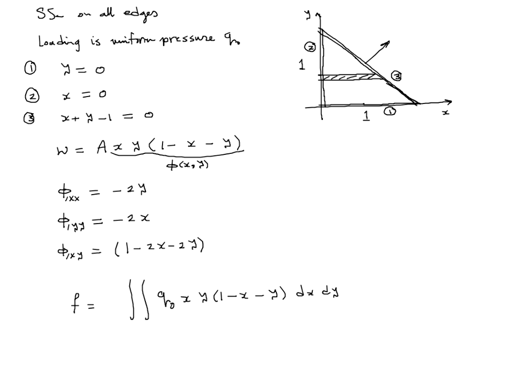in y direction. So you will see here the integration with respect to x is going to always start from x equals 0, which is boundary number 2, and it will end on boundary number 3, which is x equals 1 minus y. Because boundary number 3, the equation is x plus y minus 1 equals 0, so x equals 1 minus y. And then when you sum over y, you will integrate essentially from 0 to 1. So that would be our integration.